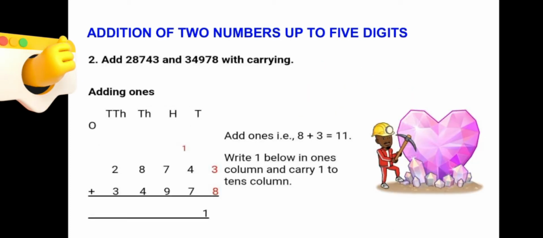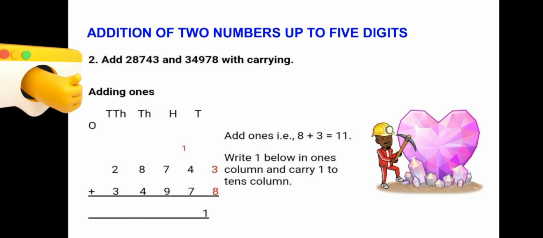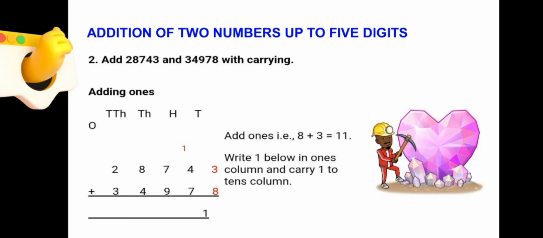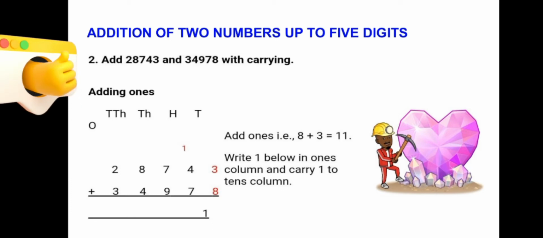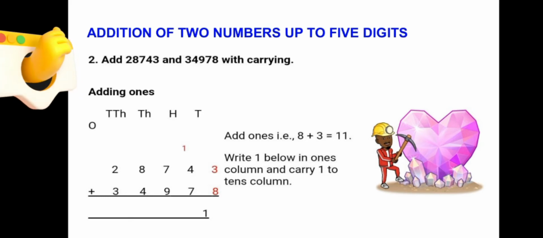Okay, let's take example 2 now. Addition of two numbers up to 5 digits. Number 2 says add 28,743 and 34,978 with carrying. In this case, we have adding ones, with our 3 and 8 under ones.